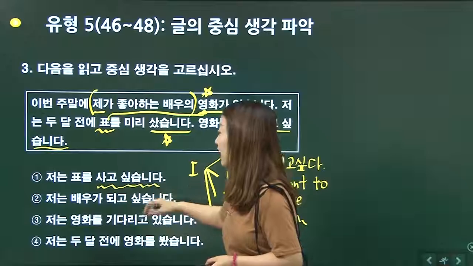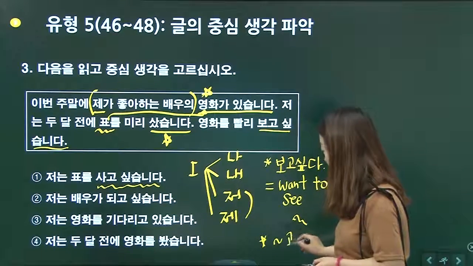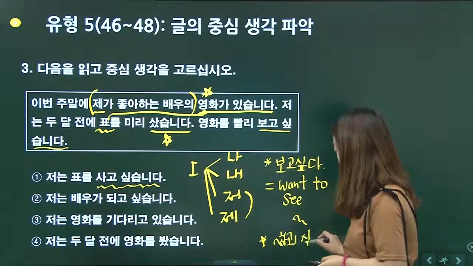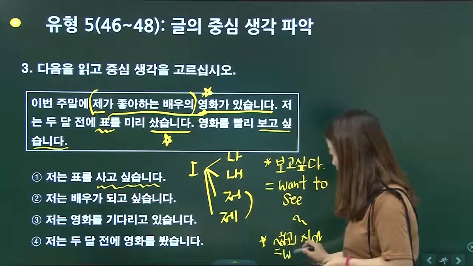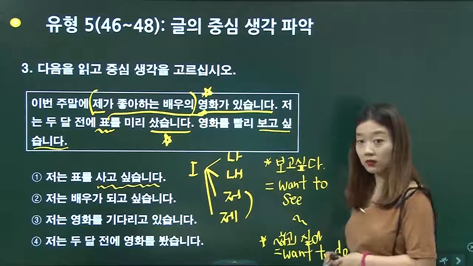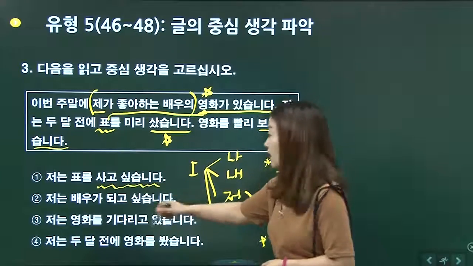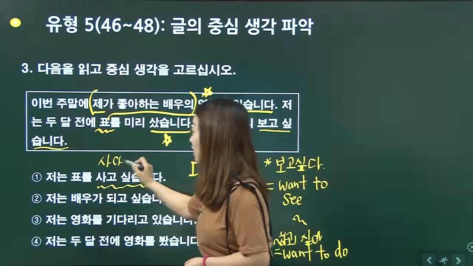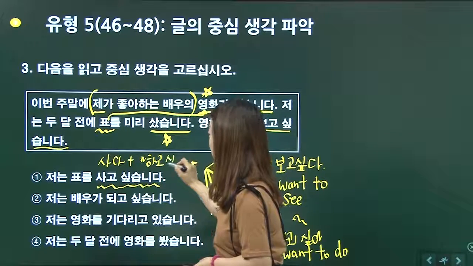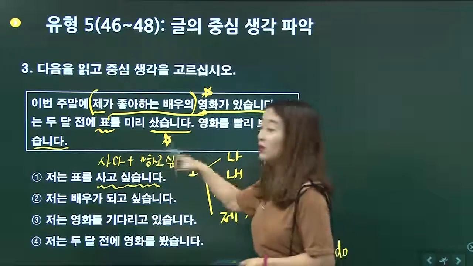사고 싶습니다. 고 싶다 means want to do. Can you see it? Want to do. So 사고 싶다, 사다 plus 고 싶다, 사고 싶다 plus 하고 싶다.